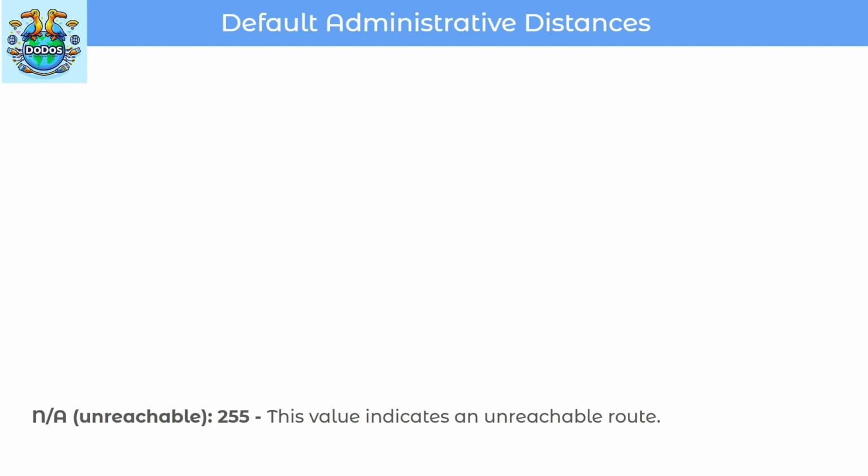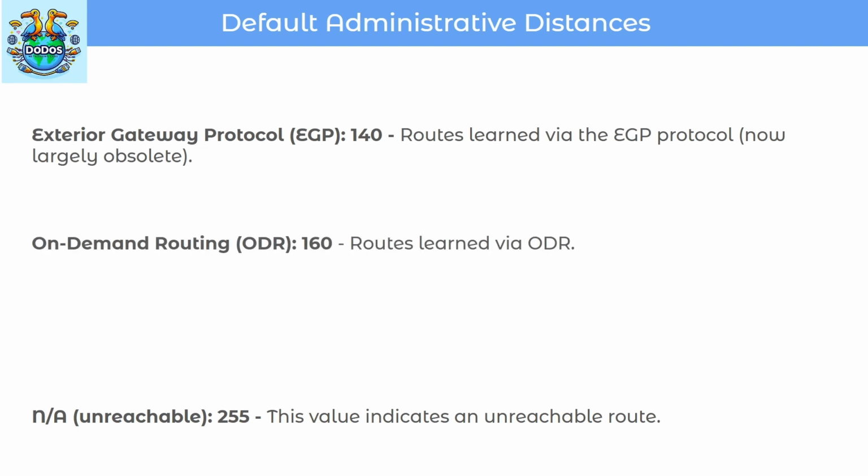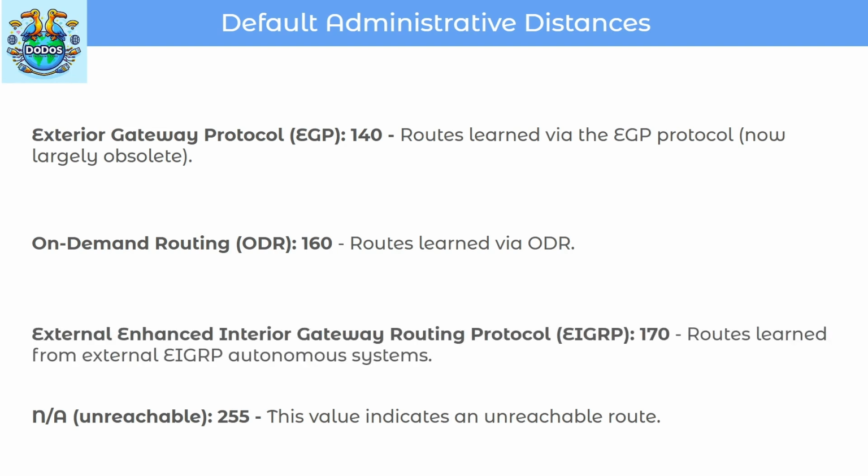Then there's NA, which is the final, and it's unreachable. Administrative distance is 255, and it indicates an unreachable route. Then there's exterior gateway protocol 140, and it's routes learned from EGP. I don't think you need to know these ones. I never saw these ones, never really memorized them, but it's good to know if you're an enthusiast of learning networking. On-demand routing, ODR 160, and then this one, yes, you need this one.